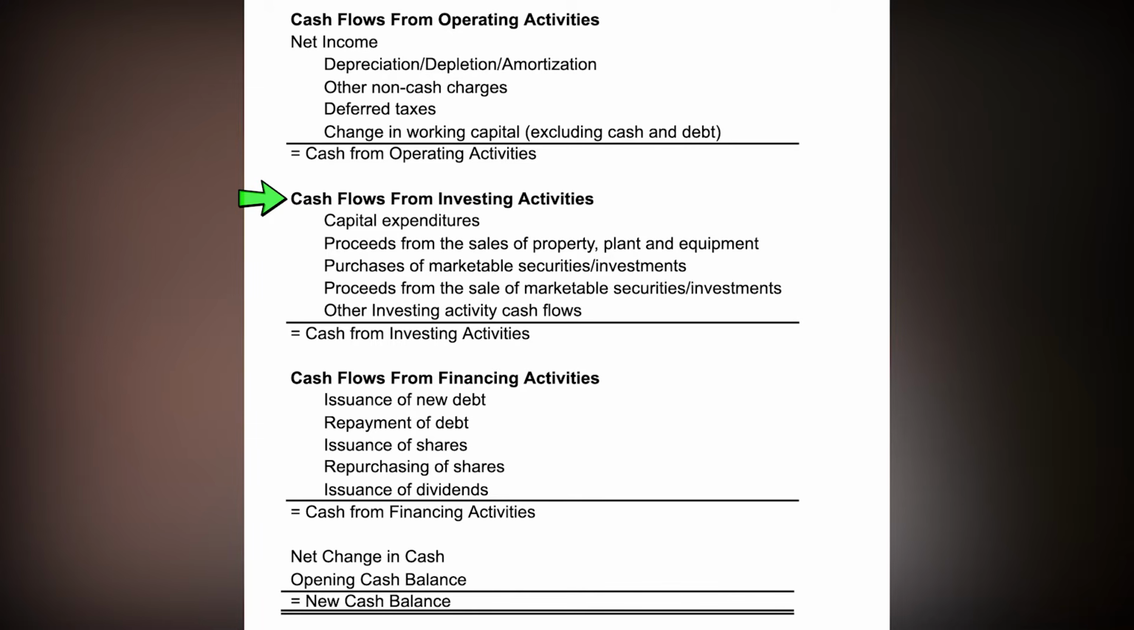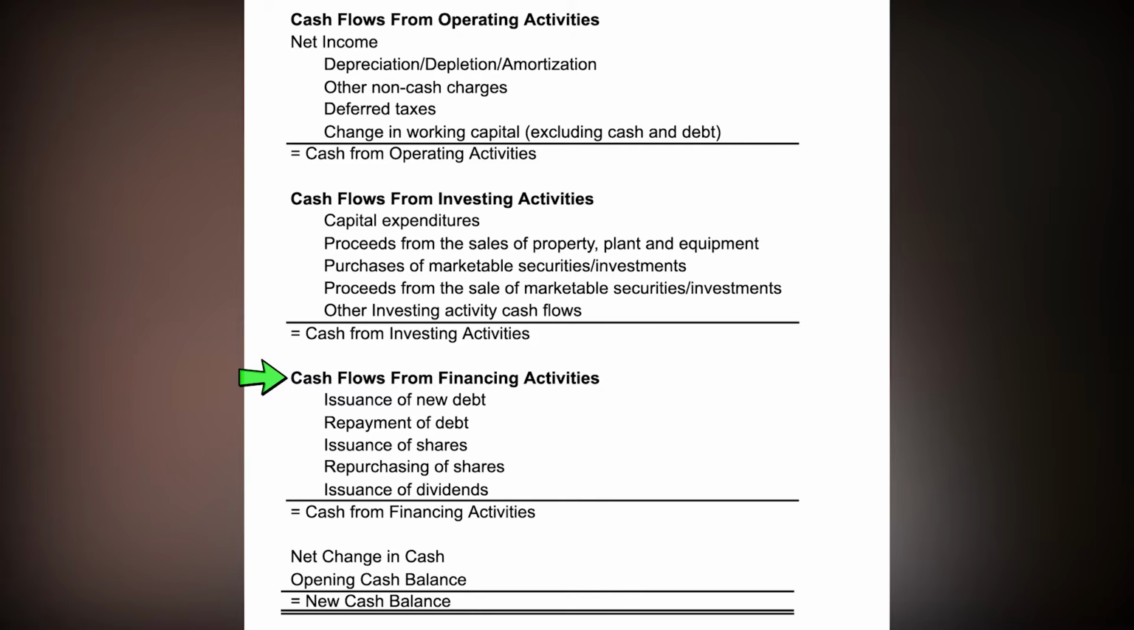And by the way, does this at all look familiar to part of the owner earnings calculation that we did earlier? So from there, we have cash flows from investing activities. Here we find the cash flows related to investing activities, which include things like capital expenditures, proceeds from the sale of property, plant, and equipment, any adjustments for the purchase or sale of marketable securities, and any other investing activity cash flows. The cash flows from investing activities is often going to be a negative number unless the company has been selling off a lot of their assets.